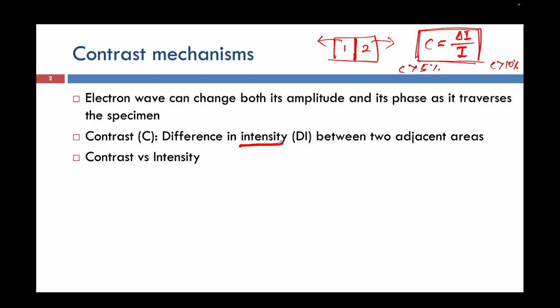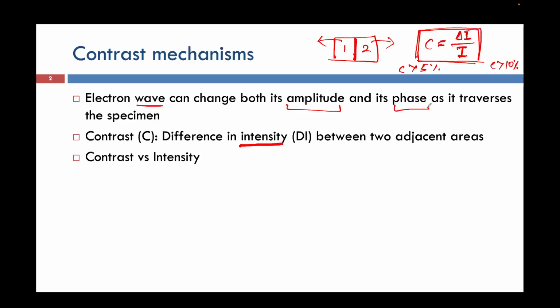But why is this difference in intensity coming? Because our incident beam is made up of electrons, and if we say that the electron is showing its wave nature, then the electron wave can change both its amplitude as well as phase, right? So these two phenomena can take place when the incident electron beam interacts with your specimen. After interaction with the specimen, the amplitude will change, as well as the phase will also change as it goes through the specimen.